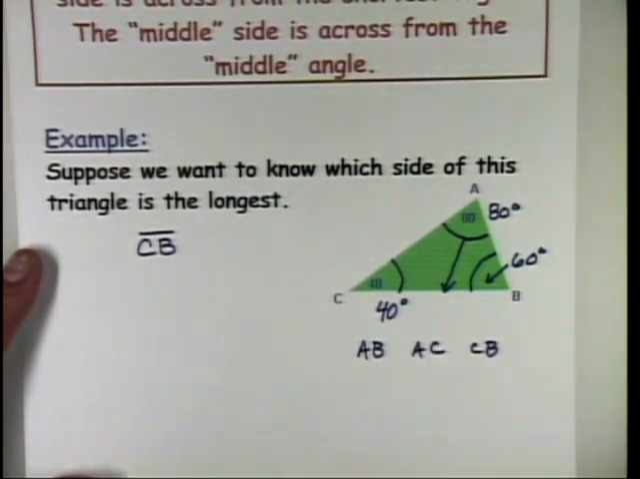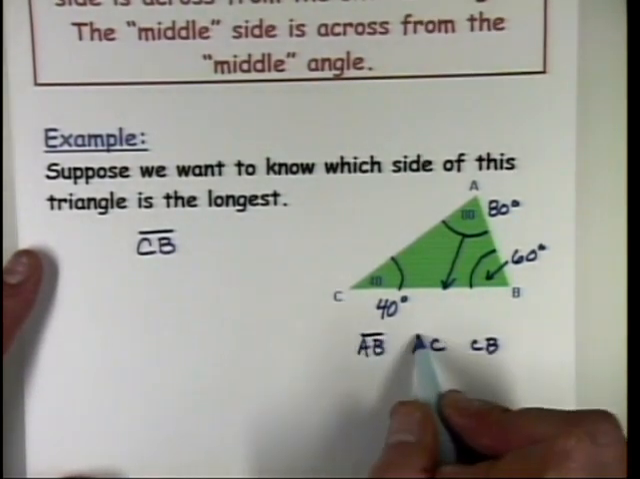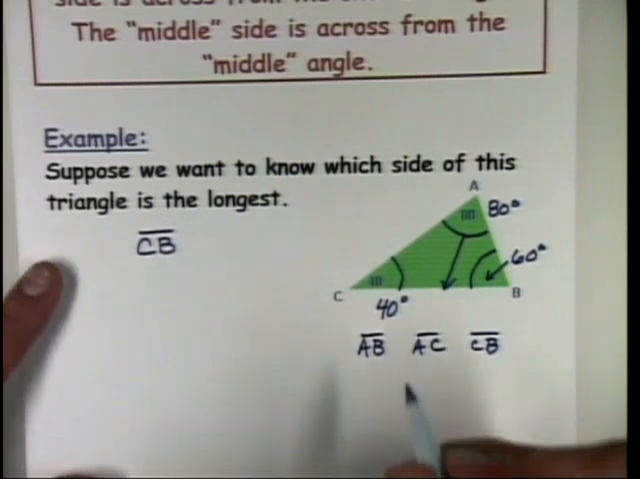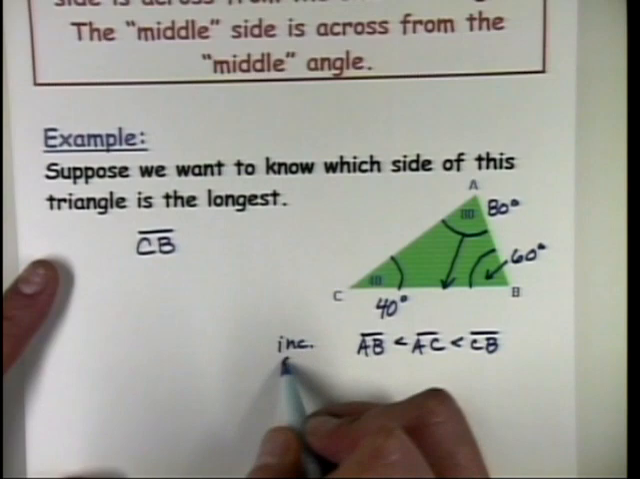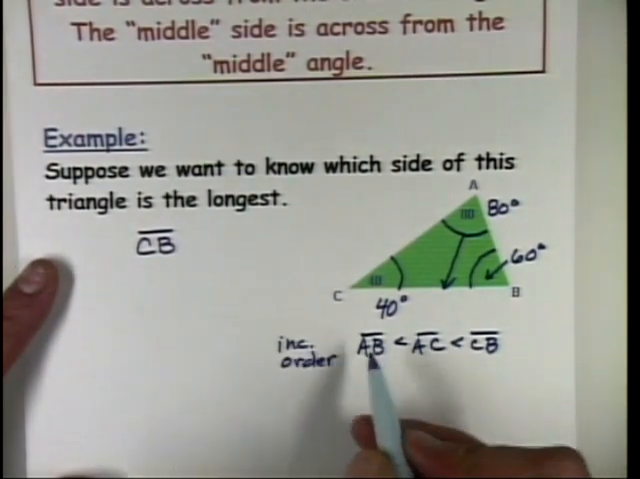And we can actually write this as an inequality. These are line segments, so let's not forget to put the bar over it. And if I use less than symbols here, this is going to be increasing order. Okay? So AB is the smallest.